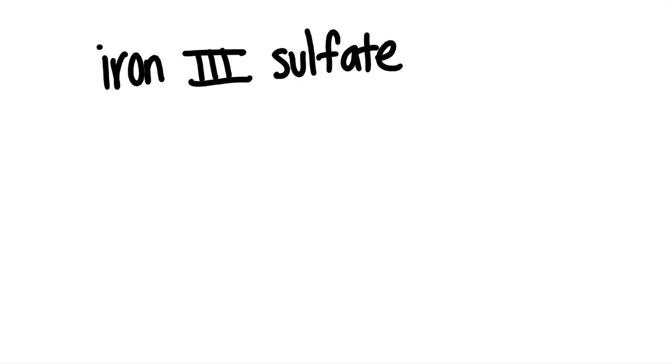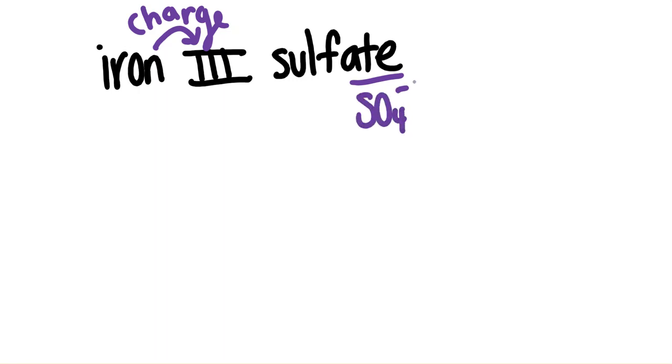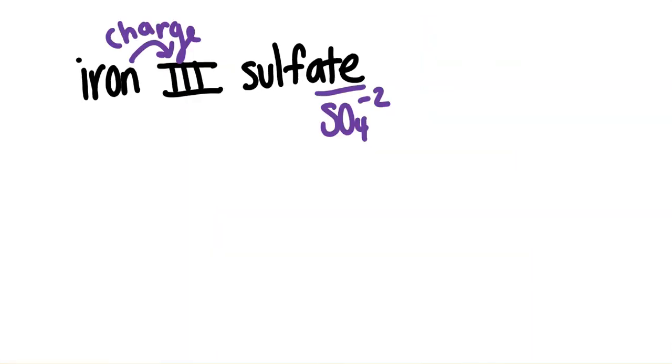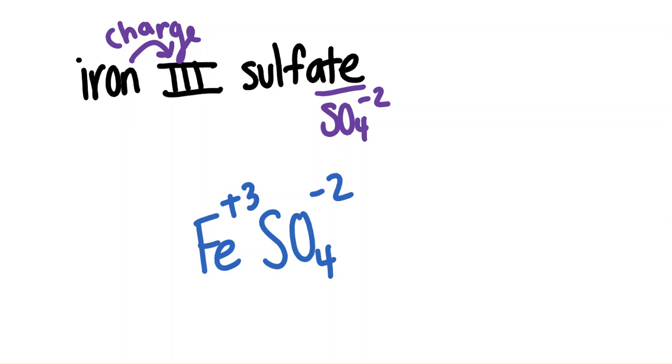So iron is a metal, and we know this is the charge of the metal. And sulfate, I see the "ate," and I know that's a polyatomic ion. If I look on my chart, I know it is SO4 with a -2 charge. This is what I mean from my chart at the beginning. Here's sulfate, SO4 with a -2 charge. So I'm going to put these in order. Iron first, the metal is always first. The 3 tells me the charge on the iron. And then I have sulfate with its -2 charge.